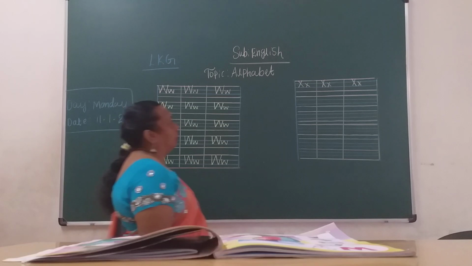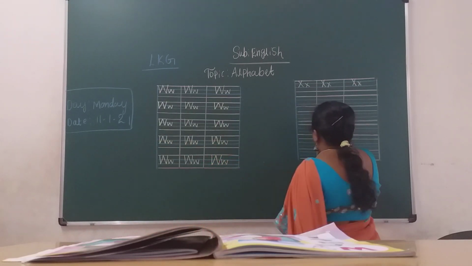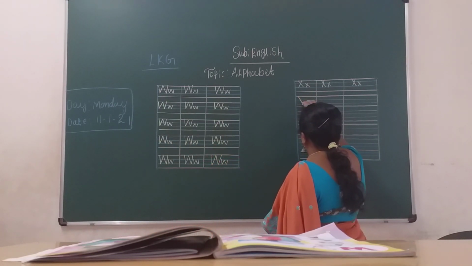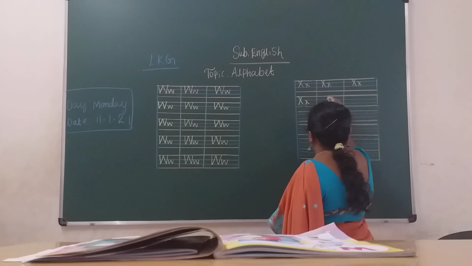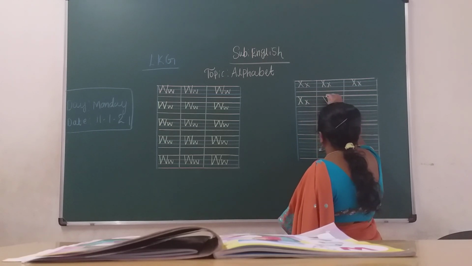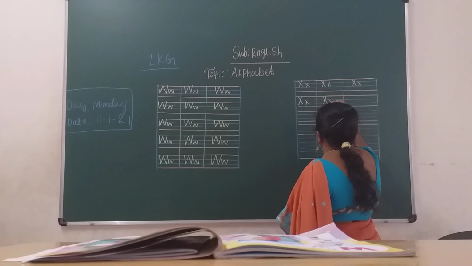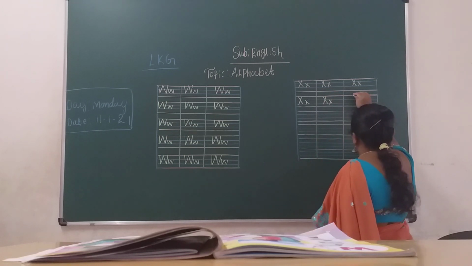Next, X. How to write X, children? Red line to blue line, come down. X, capital X, small x. X for X plus 3. Capital X, small x. Capital X, small x.